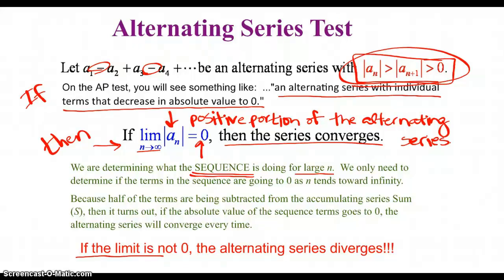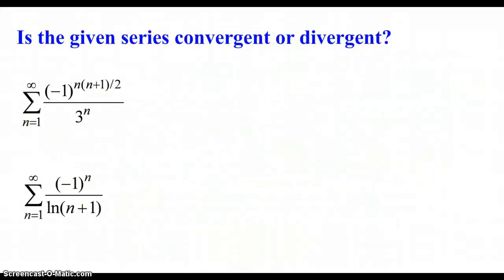Now, here's the beauty part. Now again, we have to have the if. But if the absolute value of our terms is going to 0, then we put that positive portion of the alternating series in this limit. If we don't get 0 out of that, then it diverges. There's really only one alternating series test. So pretty straightforward, pretty simple, but do not forget the if part of the statement that is required.